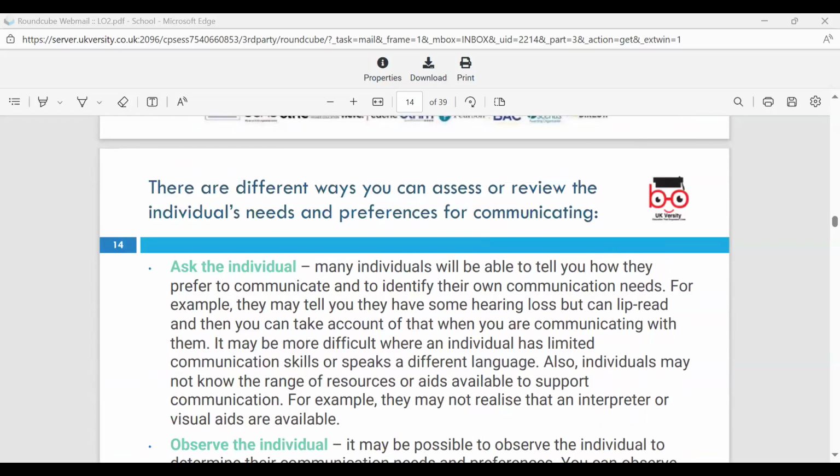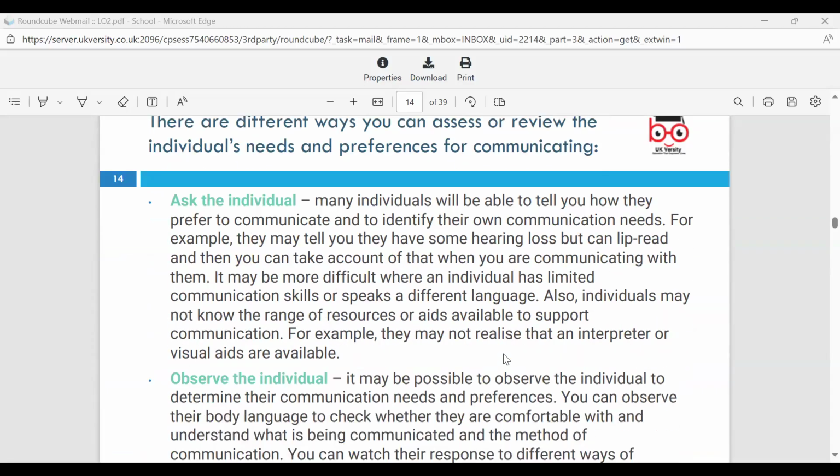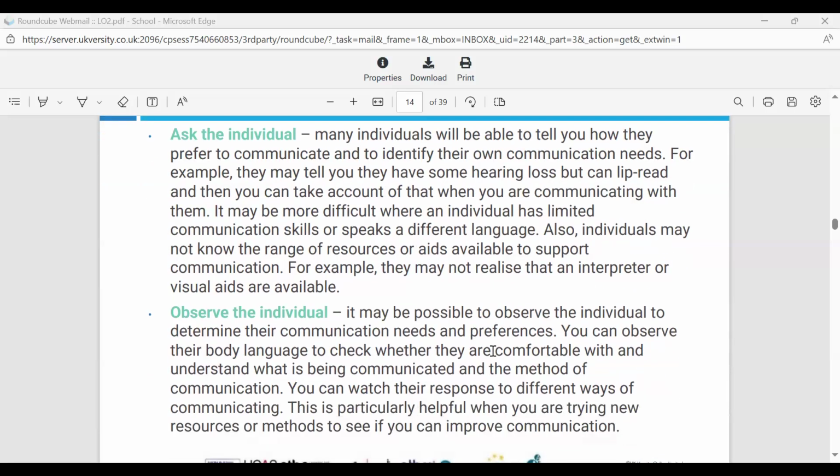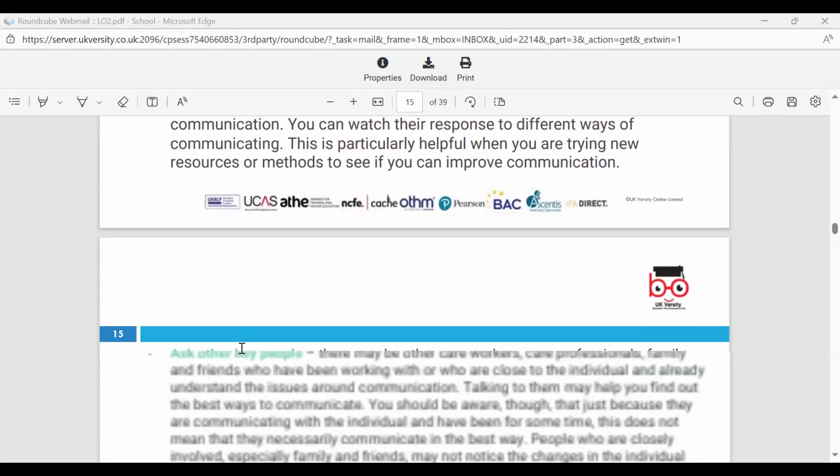So there are different ways you can assess individuals' needs and preferences. You can directly ask the individual how they prefer to be communicated to. If they've got hearing loss, if they want lip reading, or if they have difficulty communicating in a different language, you can provide them an interpreter. You observe the individual: how they interact with others, how they communicate and like to be communicated to, and their body language.